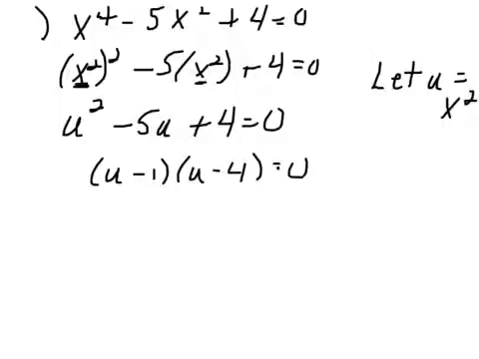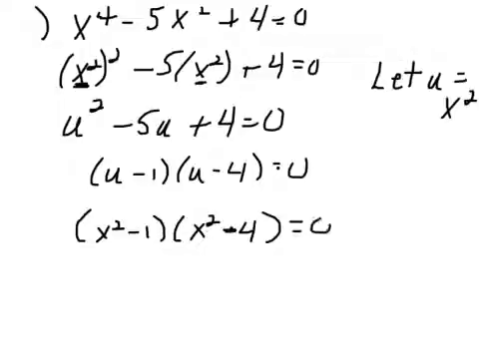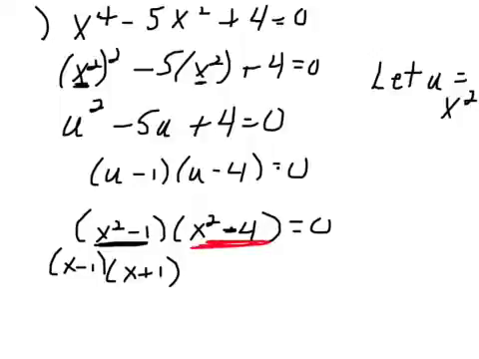But we didn't really have a u. We had an x squared. So let's switch it back now. We're just temporarily using the u, and then we're going back to what it really was. So that's x squared minus 1 times x squared minus 4 equals 0. So actually that factors further. That's x minus 1, that's the difference of two squares right there, isn't it? x plus 1. And in this next one, it's also a difference of two squares. It's x minus 2 and x plus 2.